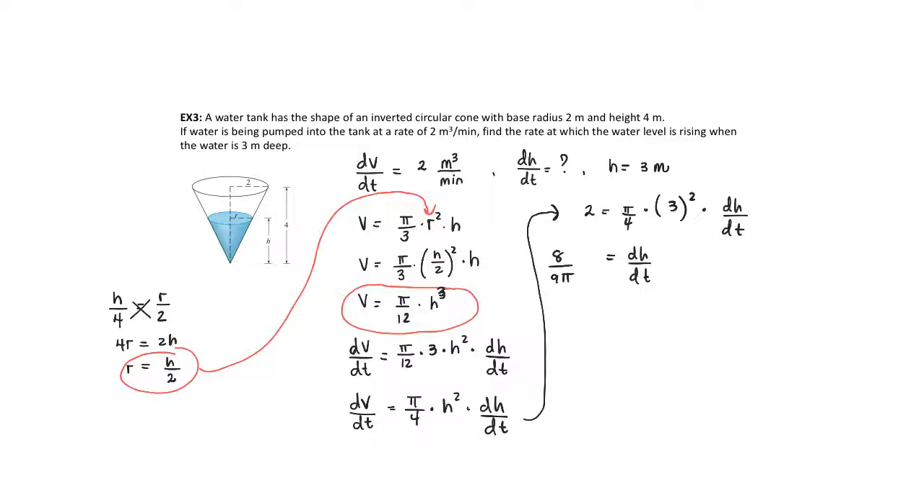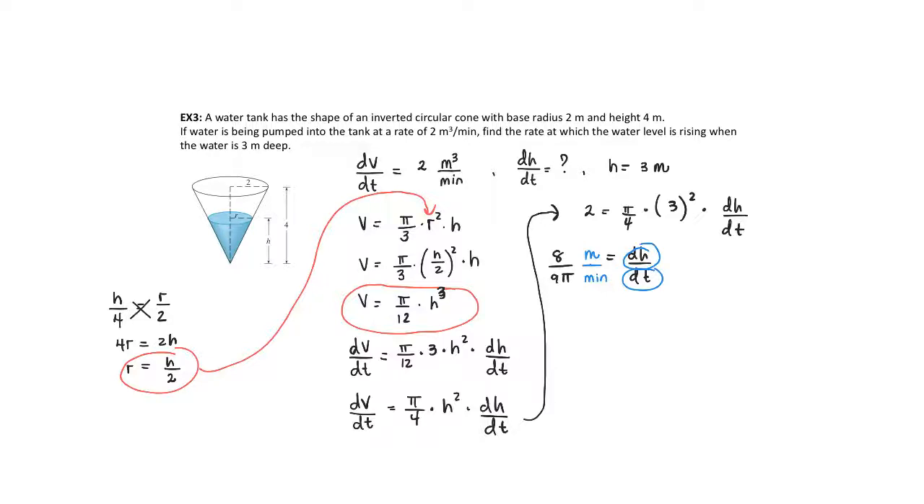What I want to determine now are the units of my rate of change. In the numerator, I have height, so that's going to give us meters. In the denominator, I have time, so that's going to give us minutes. So the units of dh by dt are going to be meters per minute.